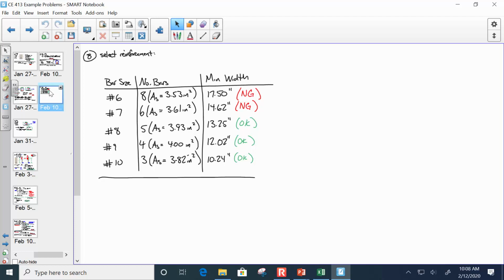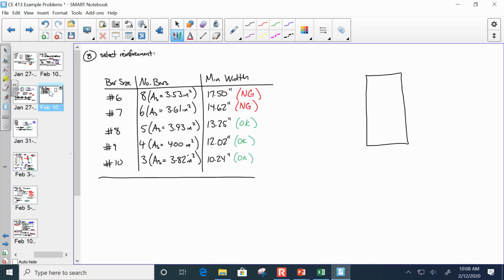All right. So, in other words, here's our beam. We have 3 number 10s. This is 21 inches. This is 14 inches. And this is 24 inches. So, assuming everything works out correctly, that's the answer right there. Well, the question was design the beam. That's the design right there.